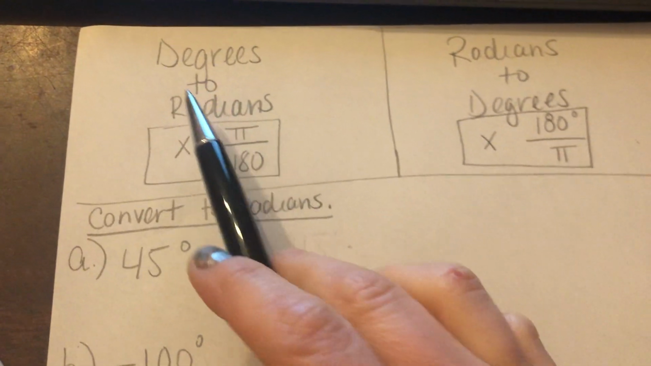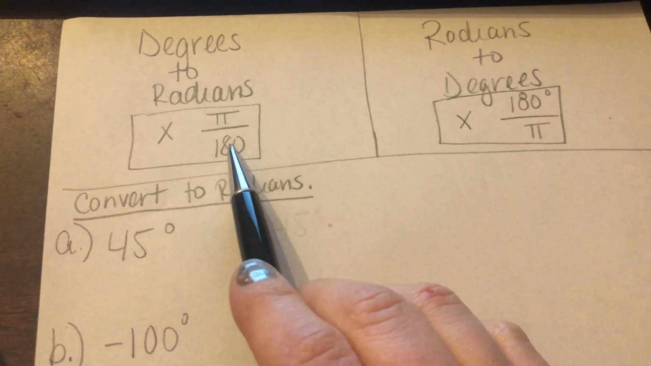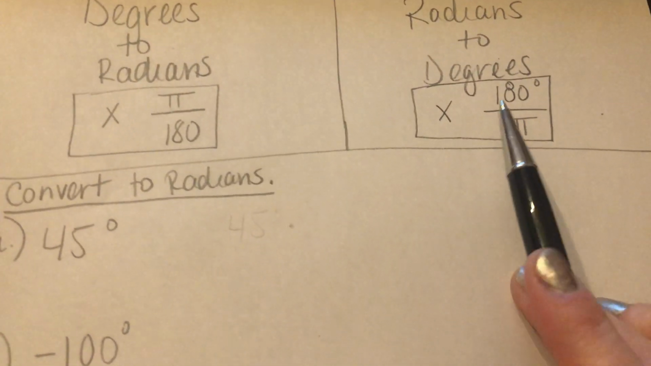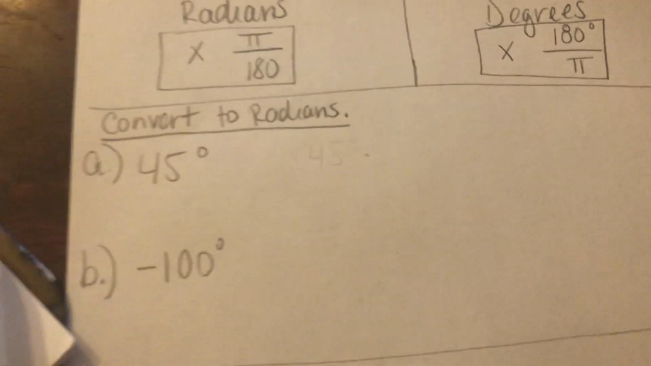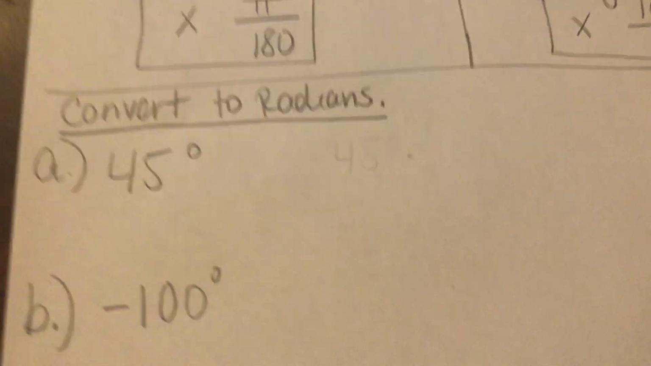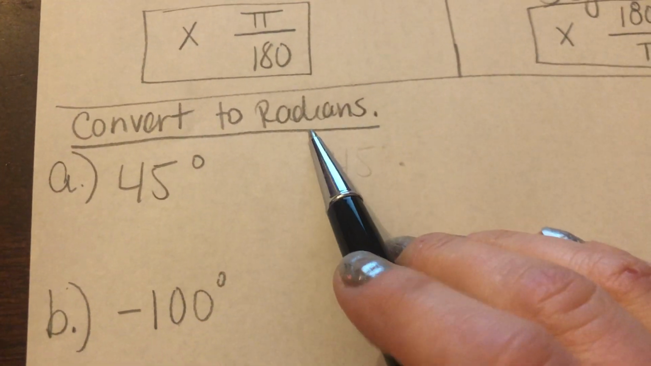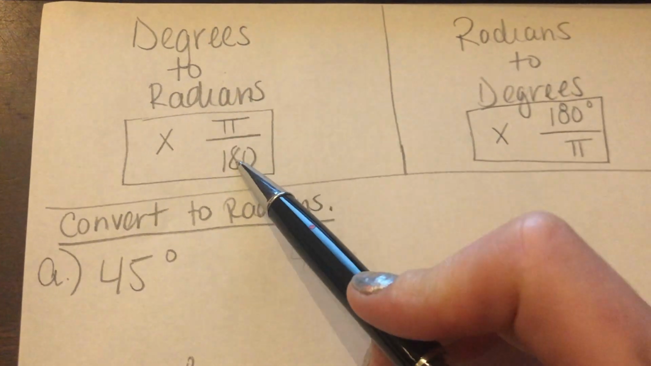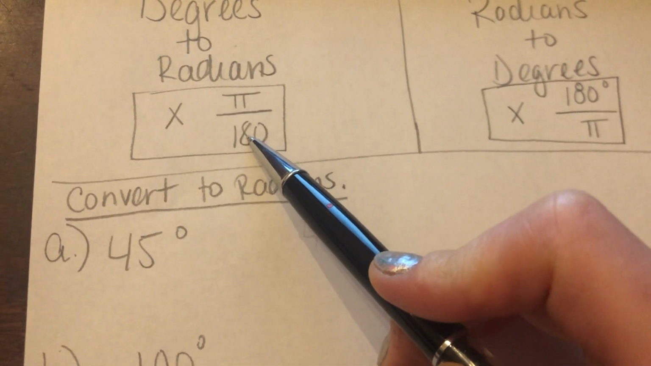All right, so again, from degrees to radians, I'm going to multiply by pi over 180. From radians to degrees, I'm going to multiply by 180 over pi. So for this one, convert to radians. I'm in degrees, so whenever I'm going from degrees to radians, I multiply by pi over 180.